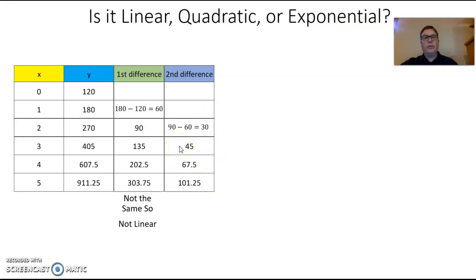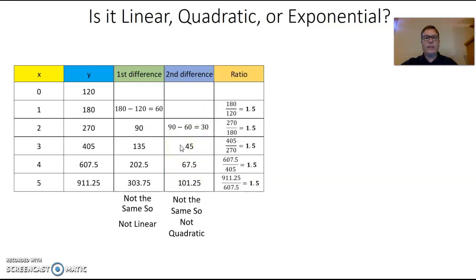So then I would go to, well, maybe it's exponential. For that, I'm going to go back to these numbers here, and I'm going to find ratios: 180 divided by 120, and then 270 divided by 180, and so on and so forth. And if you look here, when I find those ratios, they do end up being the same. So I know that this is an exponential function.